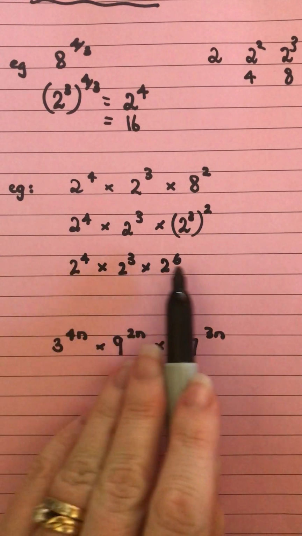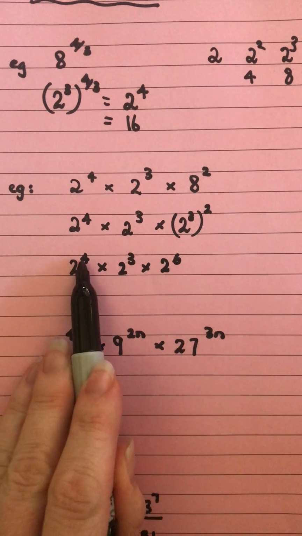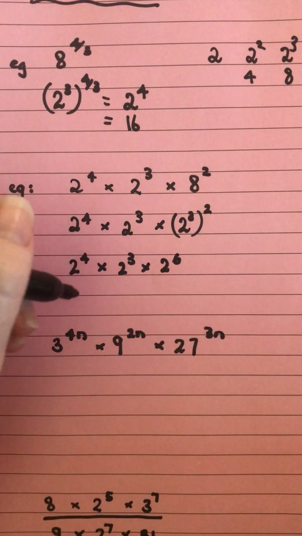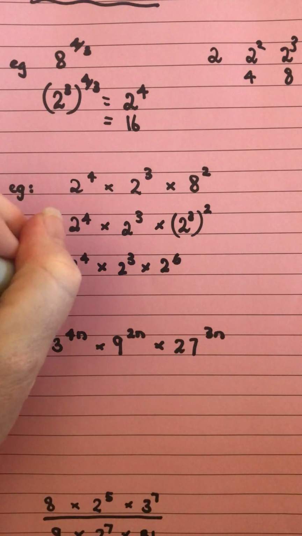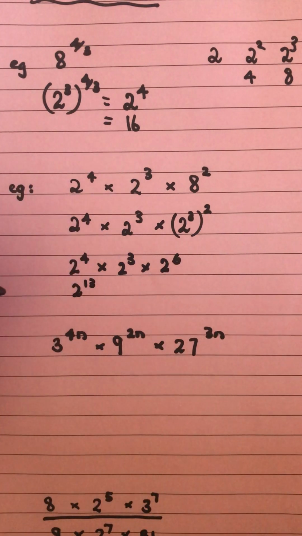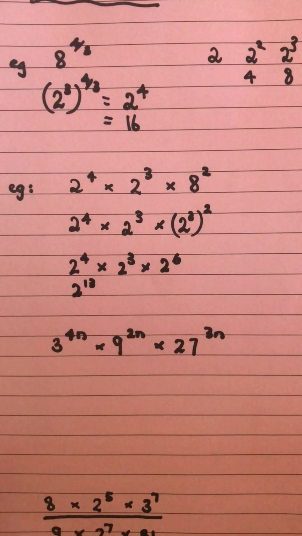Then I can add my indices because I have all the same base. So I got 4 plus 3 is 7, plus 6 is 13. So I get 2 to the power 13. In this case, I'll probably leave it in its power form. I wouldn't change it to the number because it'll be a big number.